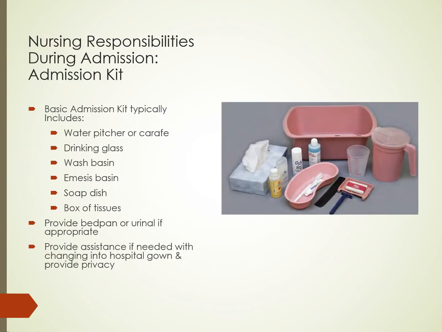The basic admission kit typically includes a water pitcher, drinking glass, wash basin, emesis basin, soap dish, box of tissues, and then you would provide a bedpan or a urinal if needed, provide assistance with changing into a hospital gown, and provide privacy.